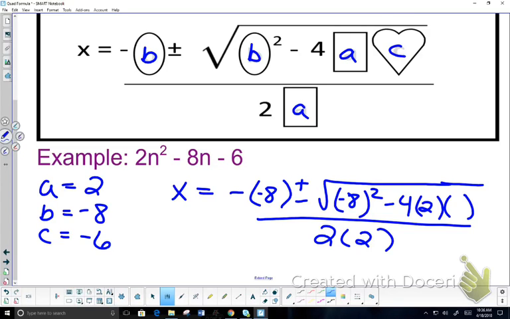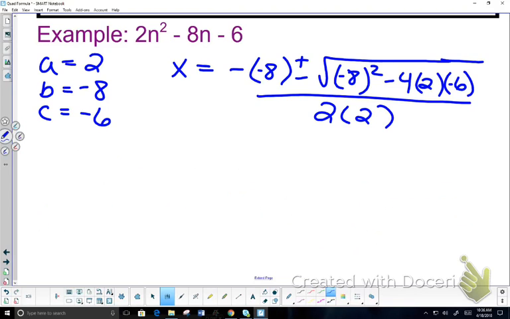My last parentheses is C. So what's C? -6. Making sure we keep our sign. If you can plug it in correctly, after that, all you're doing is simplifying.